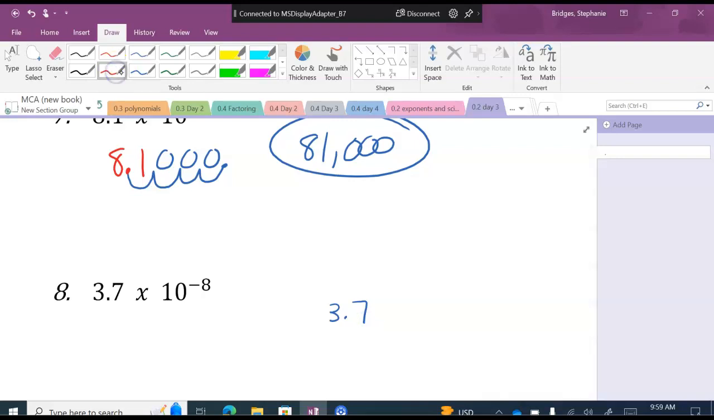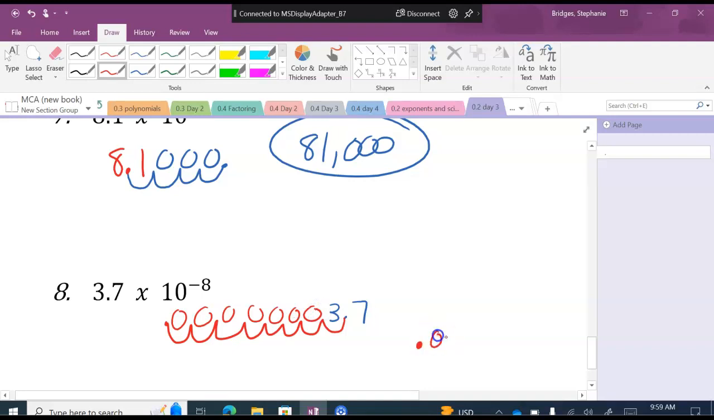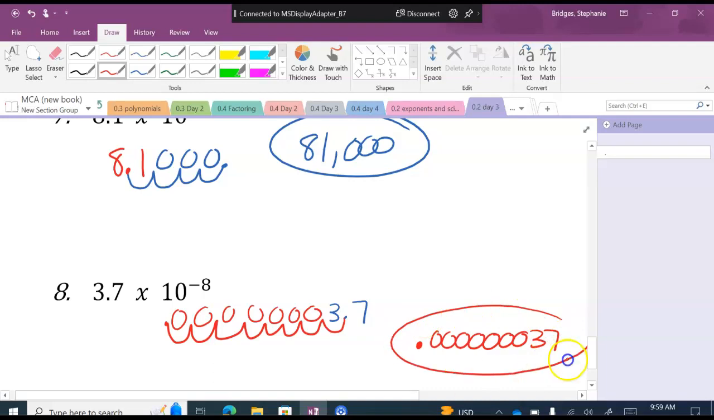I want to move it how many times this way? 8, and I'm going left. If I'm moving it 8 spaces and there's only one number in front of the decimal, how many zeros am I going to end up with? 7, yeah. 1, 2, 3, 4, 5, 6, 7, 8, which lets me fill in 1, 2, 3, 4, 5, 6, 7 zeros. So my new number is going to be that decimal. Anybody have any questions?